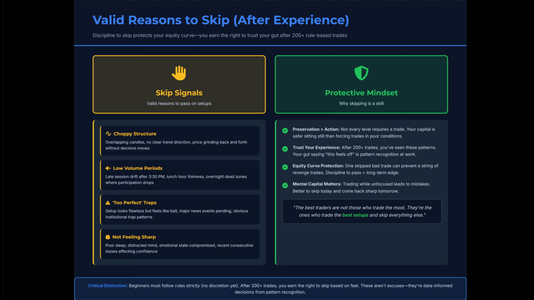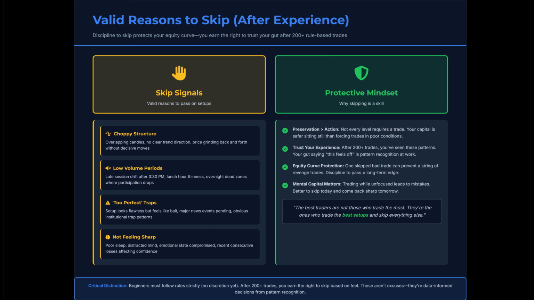Equity curve protection is not about maximizing trades, but quality. Discipline to pass on low-quality setups is crucial to long-term success. Skipping that first bad trade keeps your equity curve flat and confidence intact for future optimal trades.